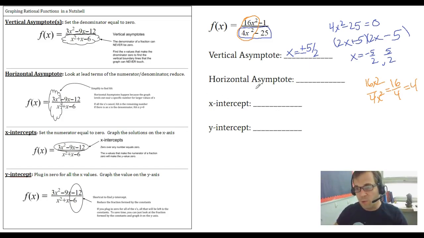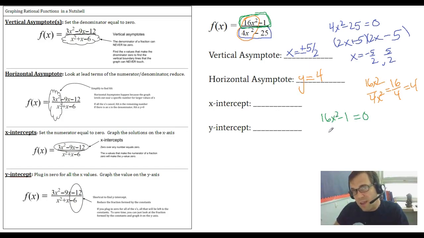So the horizontal asymptote will be a horizontal line. So it'll be y equals, and then whatever that number happens to be. For the x-intercept, that would be anything that makes the numerator equal 0. So it's going to be a lot like finding the vertical asymptote, but we're looking at the top instead of the bottom. So take that 16x squared minus 1, set it equal to 0.